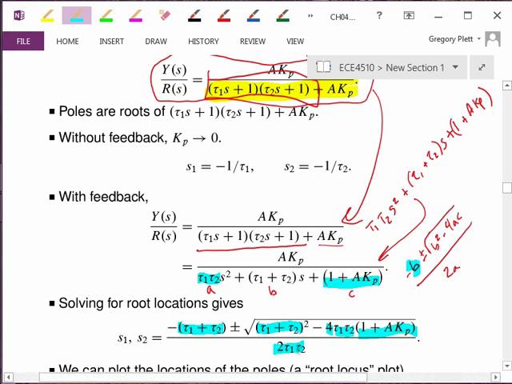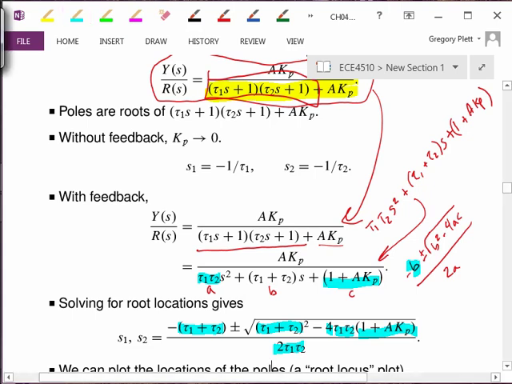It's one of those important things. And if I give you values of tau 1 and tau 2 and a and kp, you can solve that equation and find out where the roots are.